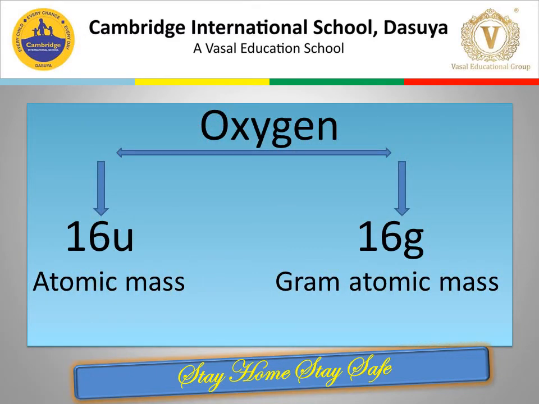Let us take an example of oxygen. At times we write oxygen as 16 u and sometimes as 16 g. What is the difference between these two? When we write oxygen as 16 u, we are talking about the atomic mass, that is the mass of one atom of oxygen. When we write it as 16 g, we are talking about the mass of 1 mole of oxygen atoms, which is 16 gram, and it is called the gram atomic mass. It is necessary to make this distinction whenever we are solving numericals.